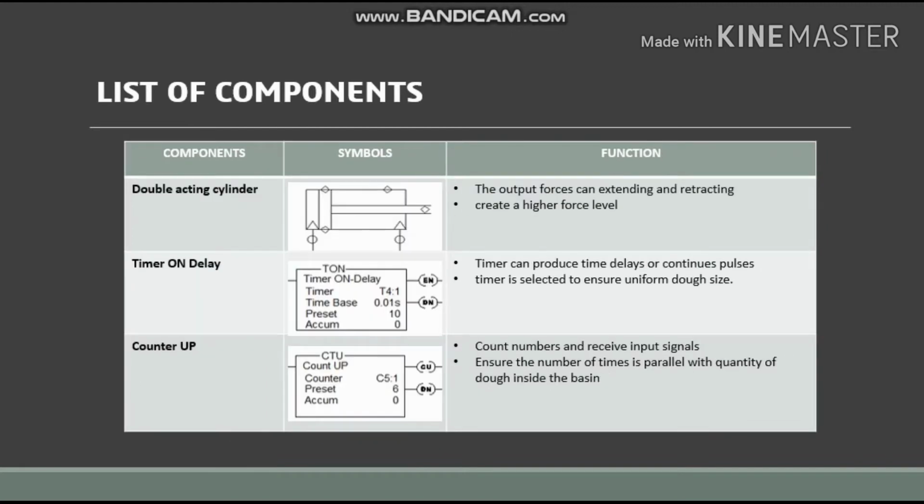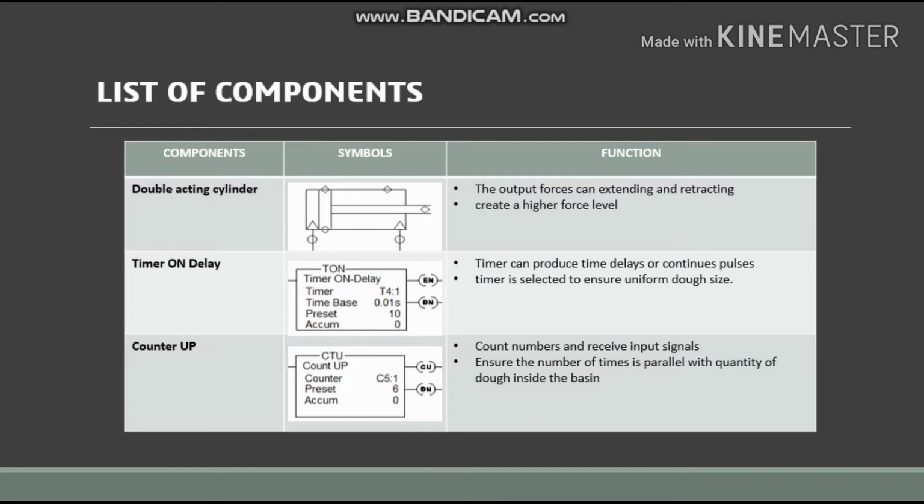Next, the other component that we use is the double acting cylinder. This is the symbol of the double acting cylinder that we use. The function of this component is that the output force can be extended and retracted. The thrust or output force is developed in both extending and retracting directions, which will create a higher force level that is more reliable and easier to control in the system. Using this double-acting cylinder, the force remains the same, and the cylinder can also operate a higher output and make the process smoother.